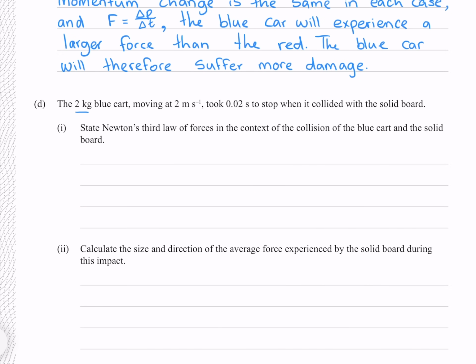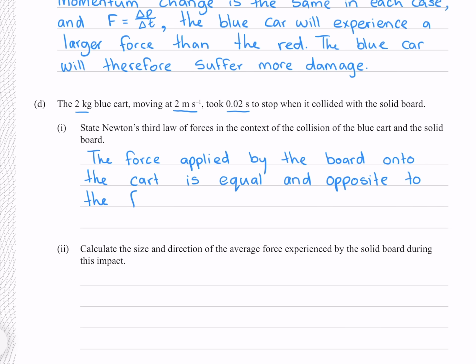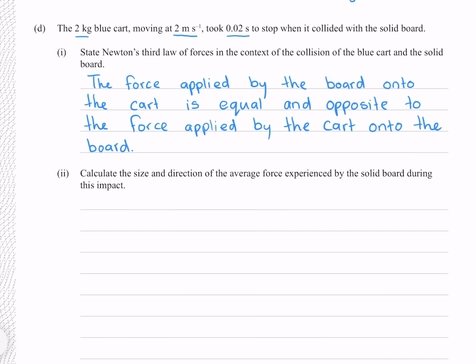The 2 kilogram blue cart, moving at 2 meters per second, took 0.02 seconds to stop when it collided with the solid board. State Newton's third law of forces in the context of the collision of the blue cart and the solid board. Newton's third law is that every force is accompanied by an equal and opposite force. So in the context of this situation, the force applied by the board onto the cart is equal and opposite to the force applied by the cart onto the board. Calculate the size and direction of the average force experienced by the solid board during this impact.